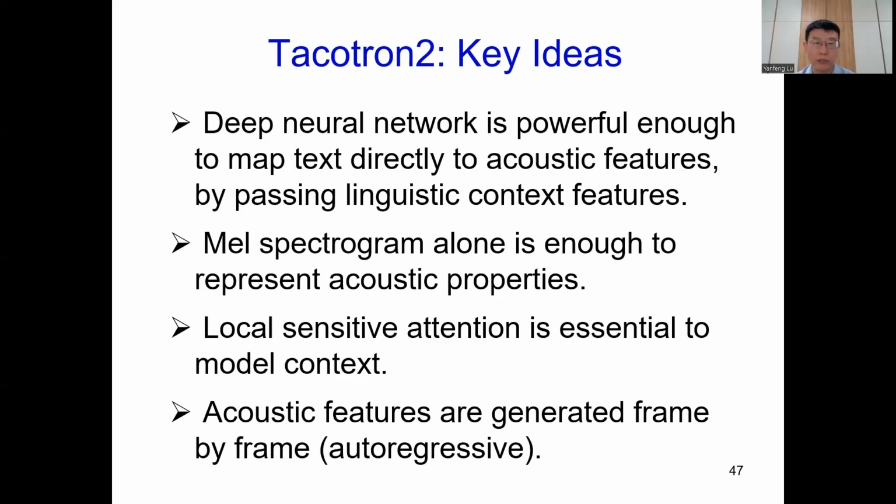Another important characteristic of Tacotron 2 is that the Mel spectrogram alone is enough to represent acoustic properties. So in a traditional approach, besides the spectrogram, we also use F0 and the duration, these other acoustic features. But in this case, we only use a Mel spectrogram. So that's another important feature of Tacotron 2.